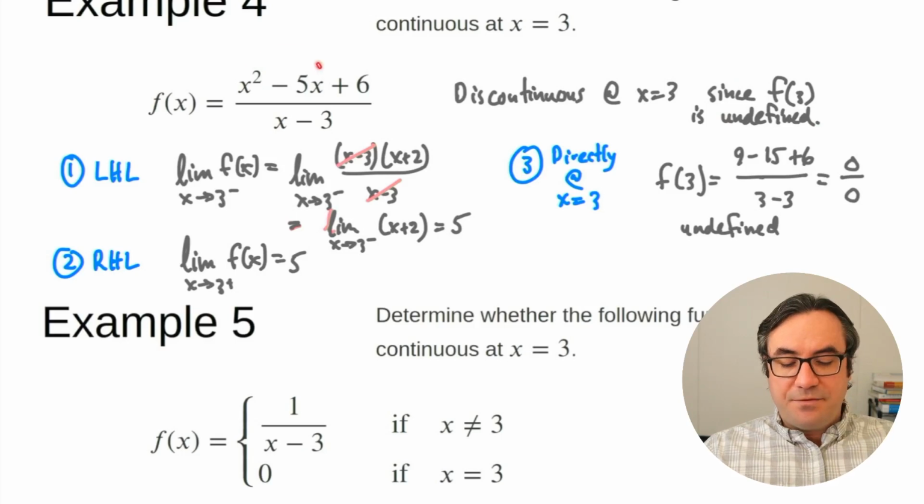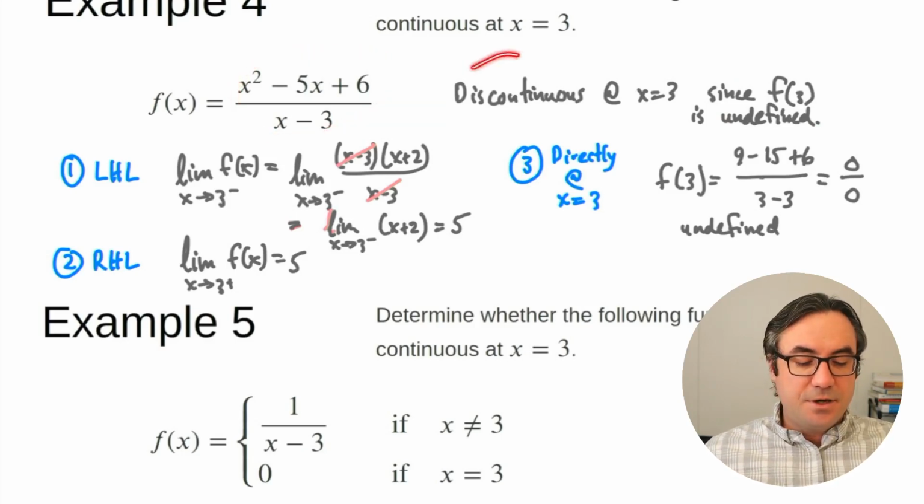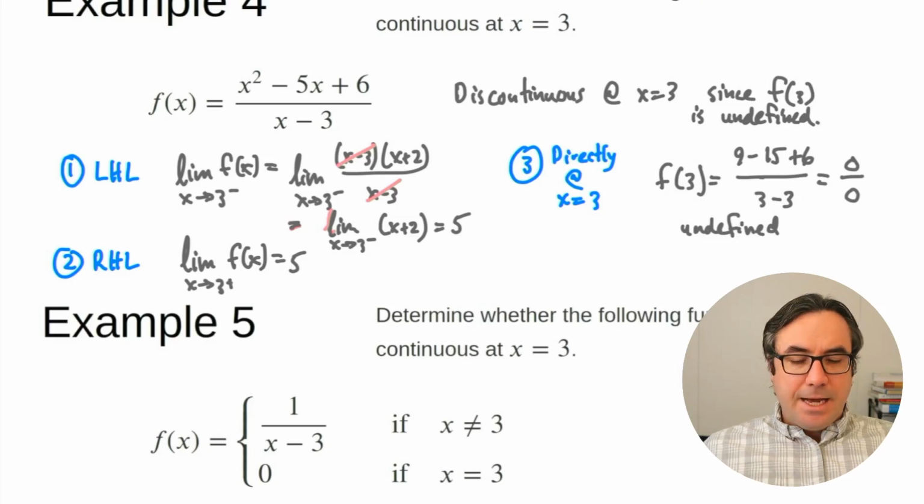So if we were to graph this function, the graph is going to be really nice. It's going to be, I don't know, some kind of curve. Actually, I think it's a line. It's going to be a line. But then at x equals 3, there's going to be a hole in the graph, just a point that's missing. So discontinuous.